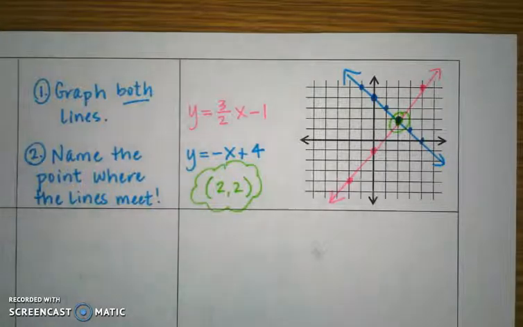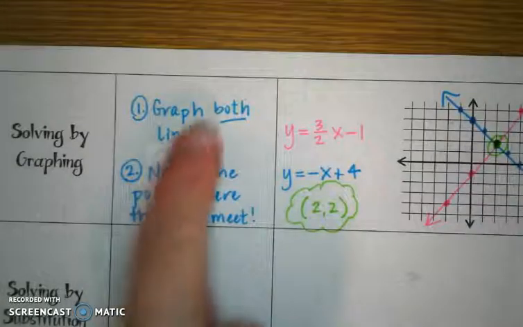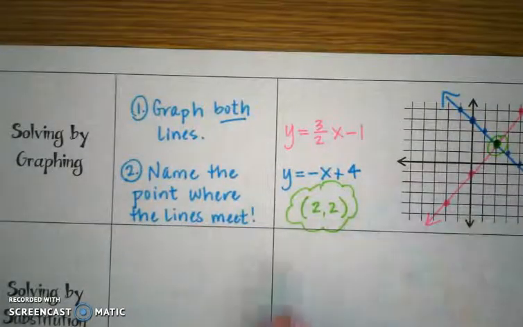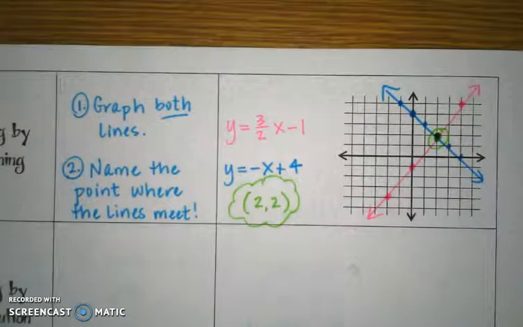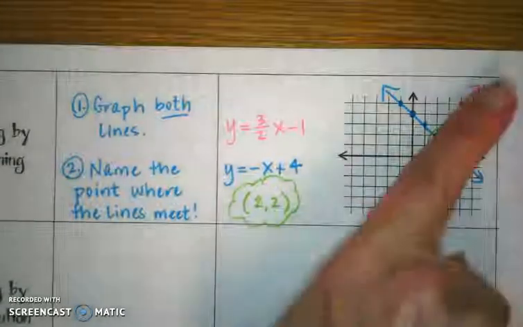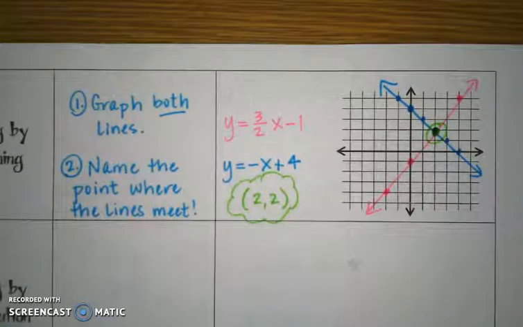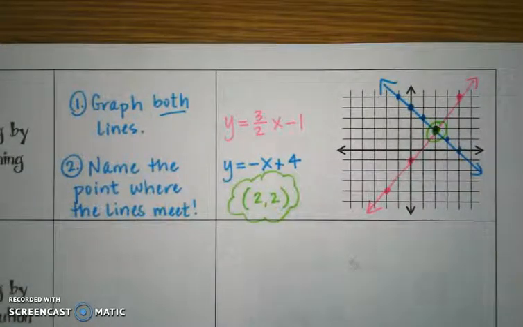All right, so solving by graphing, again, you're going to graph both lines on the same coordinate plane, and then you're going to look for the point where they meet. If they were parallel lines, it would be no solution. If they were the same line twice, that's when we have infinite solutions. So I'm going to pause this video and continue because I'm almost out of time. So part 2 will be coming up.